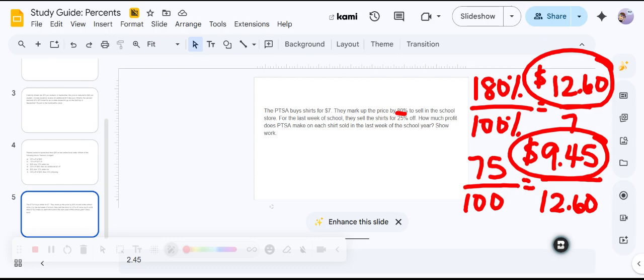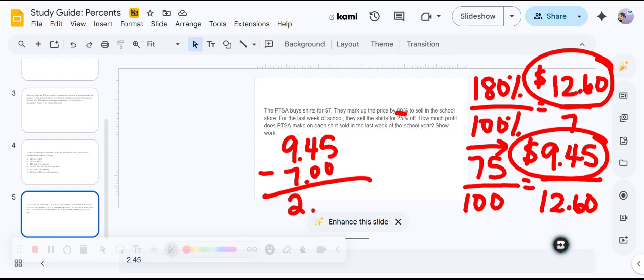So now my question is, how much profit does PTSA make on each shirt sold in the last week of the school year? So if they are selling it for $9.45, you show up, you give them $9.45, they have already spent $7 just to buy that shirt. So what does PTSA get to keep? $2.45.